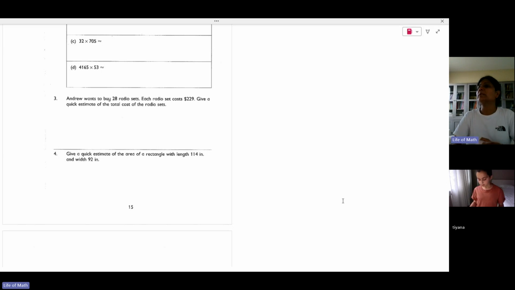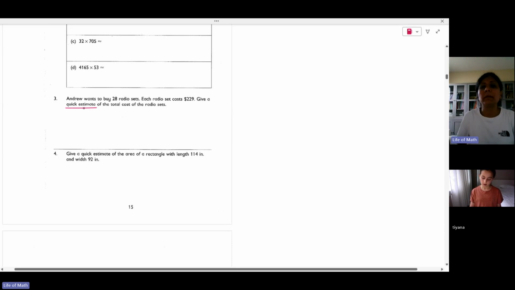Andrew wants to buy 28 radio sets. Each radio set costs $229. Give a quick estimate. When they say quick estimate, you have to underline that. Do not go further in your brain just to solve the numbers. Understand what I'm trying to say, because these things will help you with the ACT and SAT exam. When I see give a quick estimate, I underline that. Did you underline it?